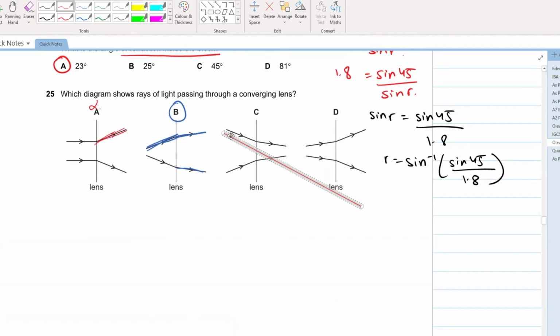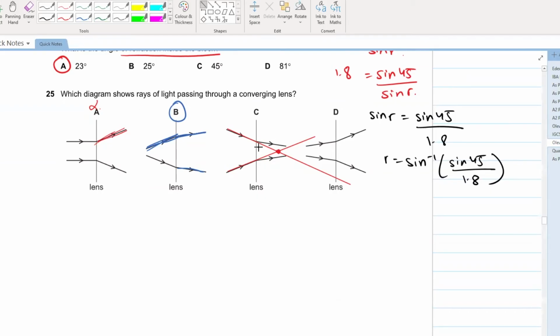Let's make a line like this. Now this is for the curious students. If you are able to spot B as your answer, then you don't need to go through this. This is just for the curious students. Now what you can do is extend the lines. If the rays remain on the same path, just as before hitting the lens, they would have met here.